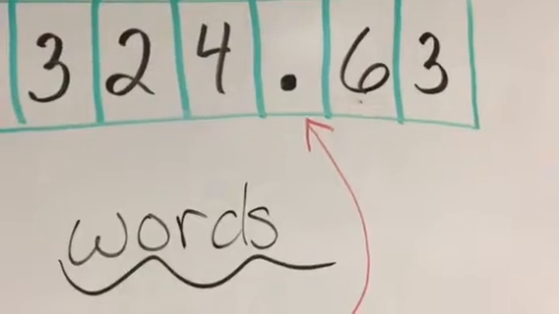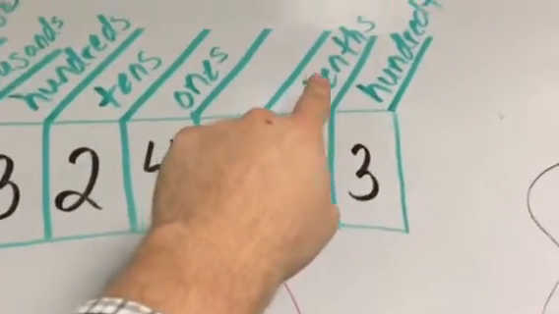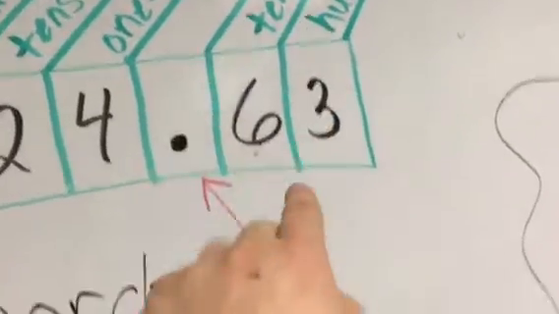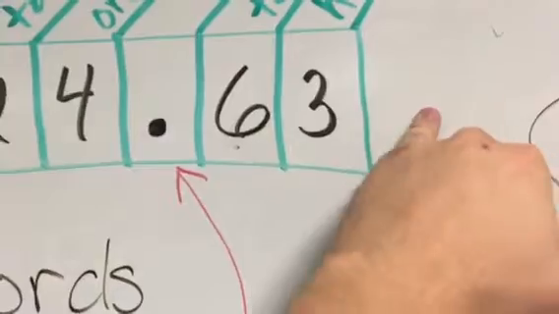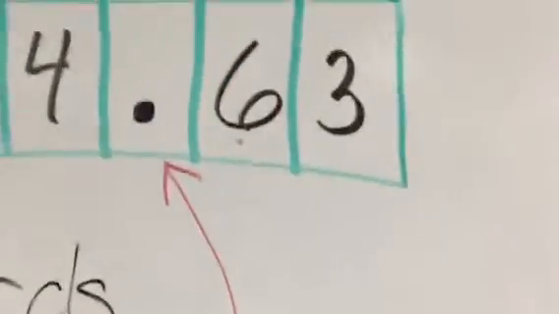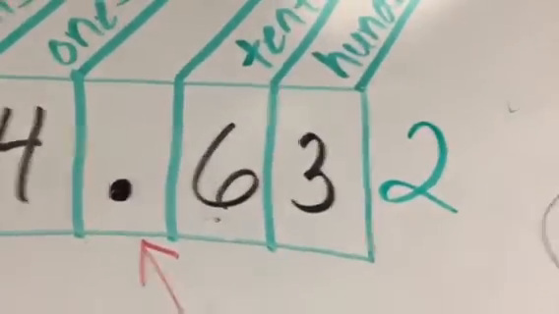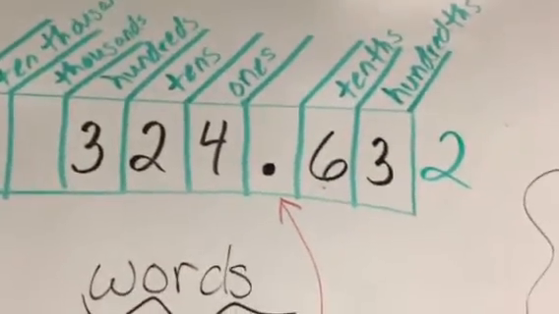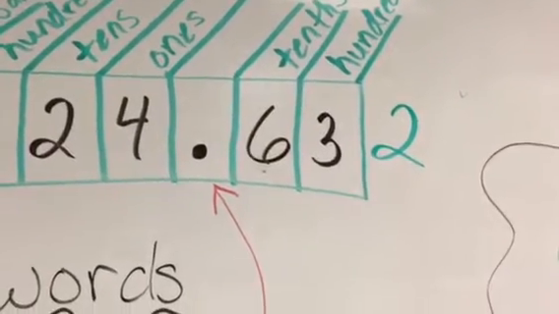So 63 hundredths. It doesn't matter what's over here, we're going to say it as a fraction. And the bottom number is going to be either 10, tenths, hundredths. If we have 3 digits, it would be thousandths. So if we added a 2 right here, it would be 324 and 632 thousandths.